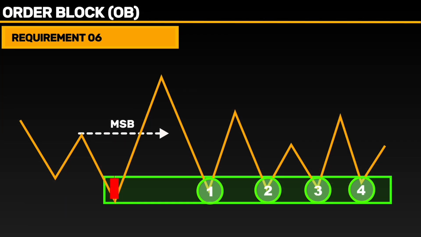The sixth and the final thing I look for is an unmitigated zone. Oftentimes, the price would visit the supply or demand zone more than once. What I found is that the first test back to the order block has the best reaction. Subsequent tests can be weaker and less reliable.